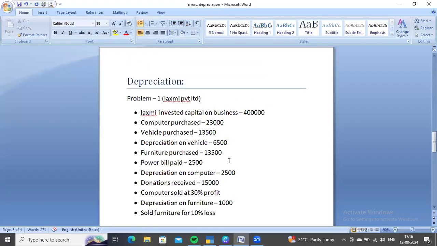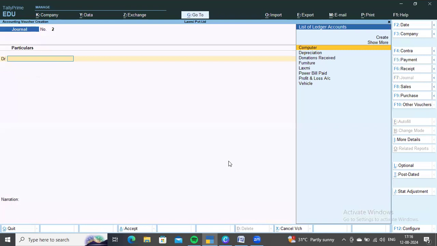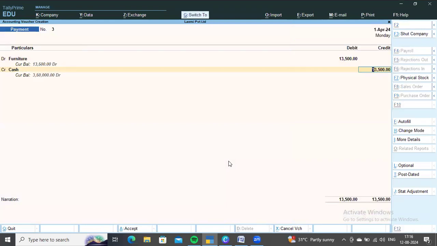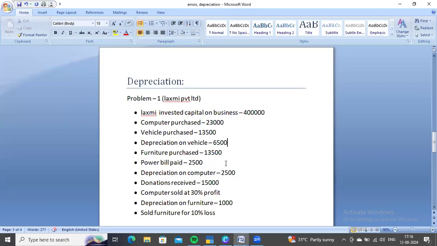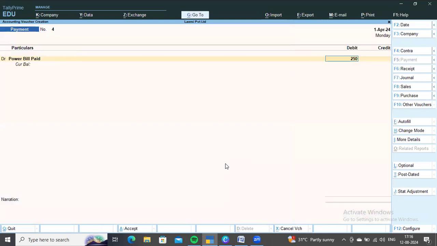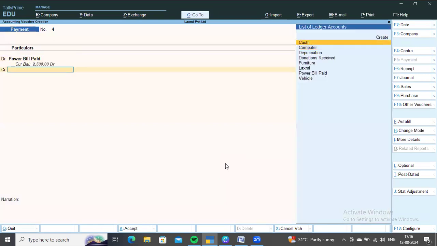Next, furniture purchased. It is nothing but a payment. Payment: debit furniture account 13,500 and credit cash account. Next, power bill paid. It is also a payment, right? Debit power bill paid and credit cash account.